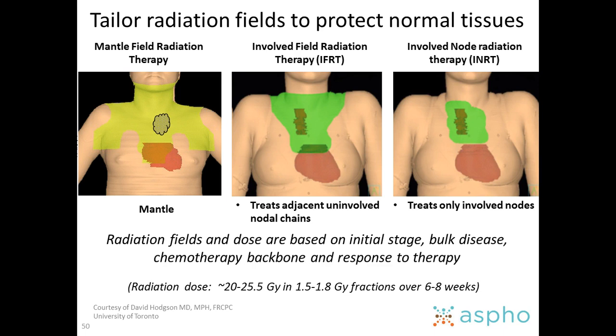And then moving forward, we've transitioned to involved field radiation therapy and involved node radiation therapy. Currently, there isn't a single standard of care. These seem to be kind of dynamic and changing as we evolve our clinical trials. But traditionally, radiation doses have been 20 to 25 gray in 1.5 to 1.8 gray fractions over 6 to 8 weeks.